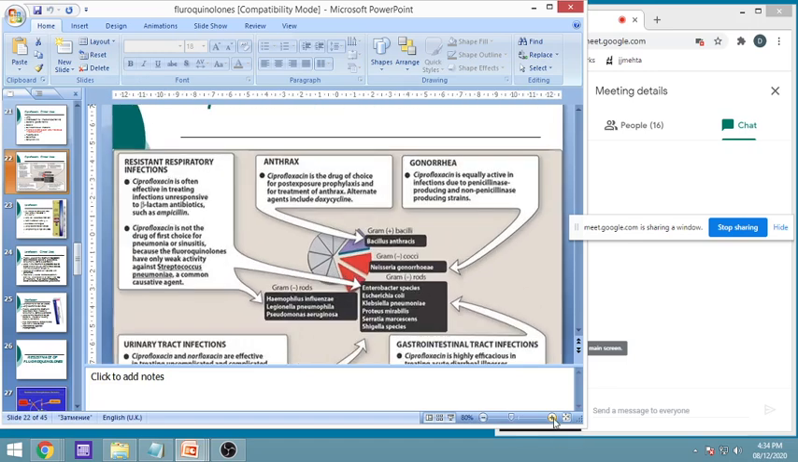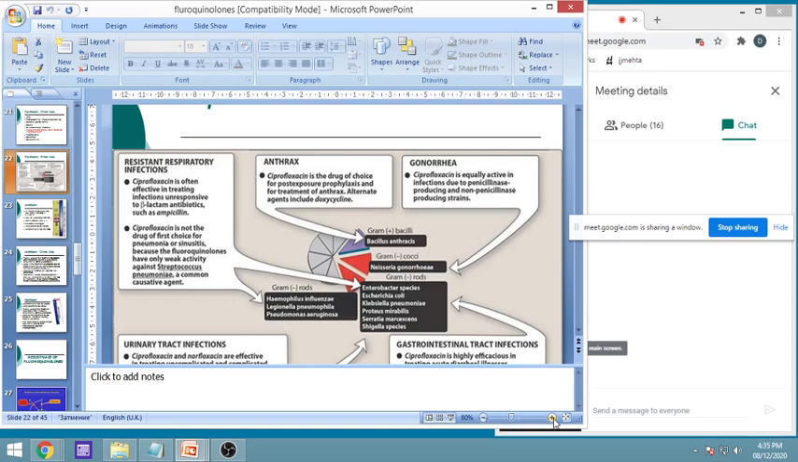Now, how is the resistance? What are the other activities? Ciprofloxacin is effective in treating infections which are unresponsive to beta-lactam antibiotics, including ampicillin. It is not the drug of first choice for pneumonia or sinusitis because the fluoroquinolones have only weak activity against Streptococcus pneumoniae, which is a common causative agent.